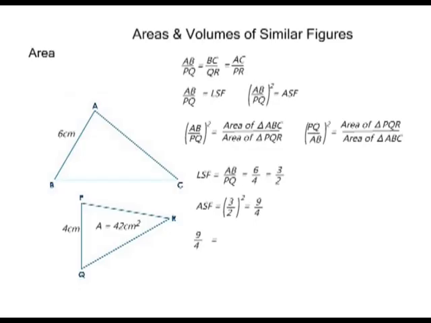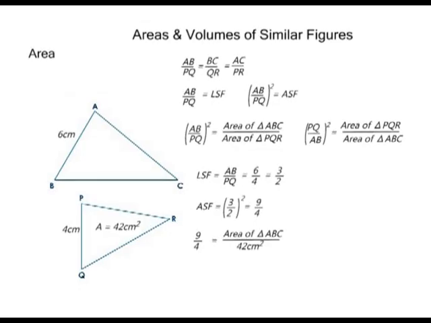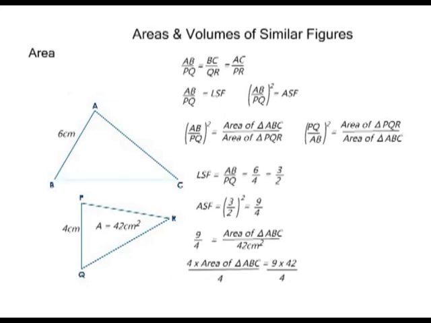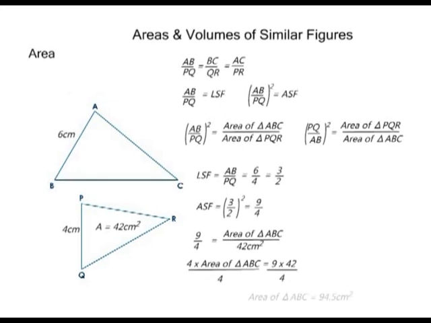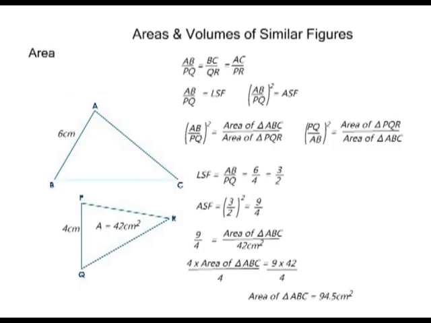And so 9 over 4 is equal to the area of triangle ABC over 42 square centimeters, which is the area of triangle PQR. Cross multiplication. 4 times the area of triangle ABC is equal to 9 times 42. We divide both sides by 4, and the area of triangle ABC is equal to 94.5 square centimeters.